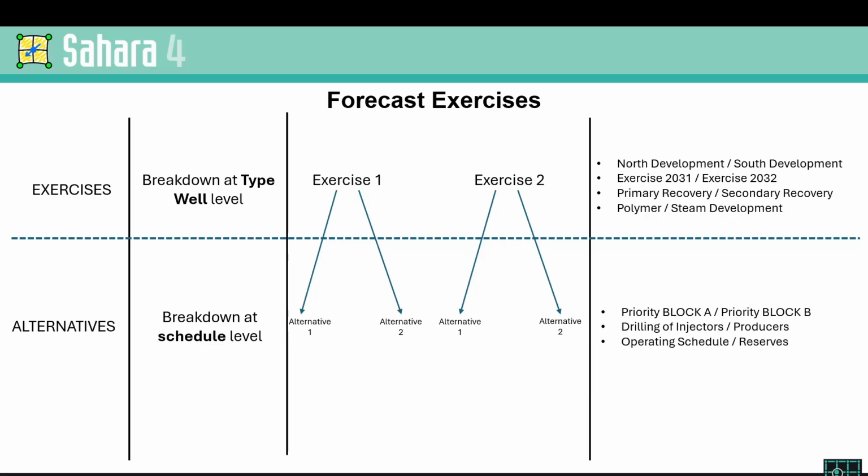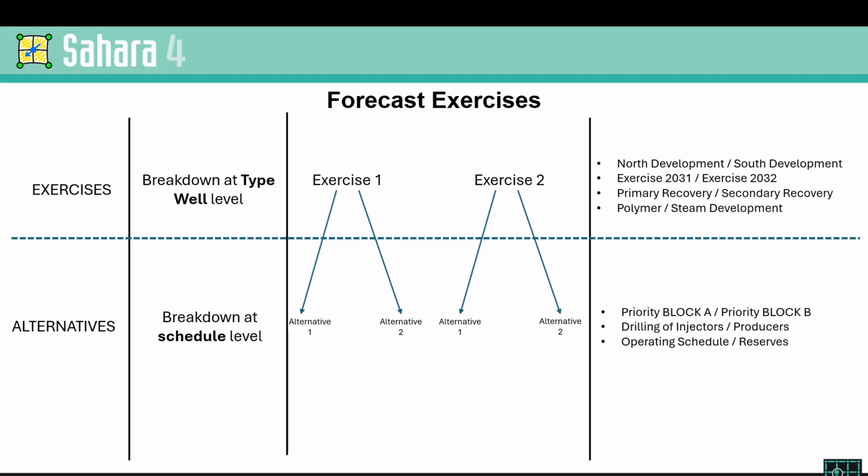The next level below is alternatives. Alternatives are similar, but instead of talking about groups of type wells, we are going to talk about different schedules. These schedules may be, just to give an example, we are going to give priority to a block over other. For example, we may want to use the same well types, but we want to see how our production curve evolves if we focus, for example, in the block A instead of the block B. And another example may be that we want to know how our production curve is going to evolve if we decide to focus on drilling injectors instead of drilling producers, or the other way around.